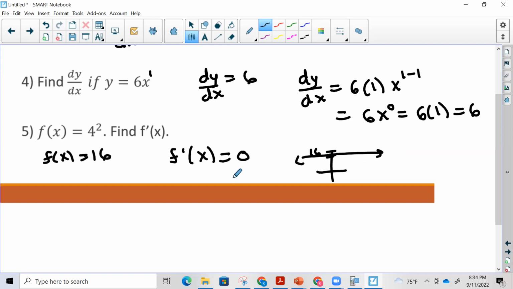Okay. So that's the power rule. From now on, unless the question specifically says use the difference quotient or gives you the formula for the definition of derivative and asks you to find it, we will be using the power rule because it saves us a lot of time.